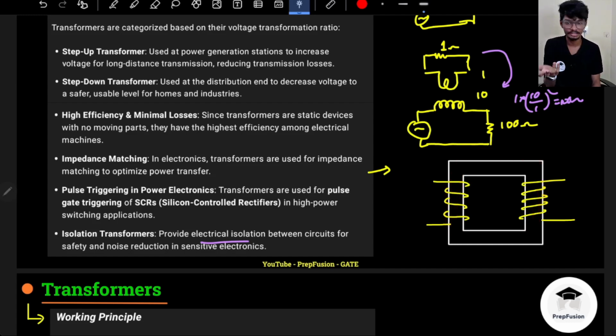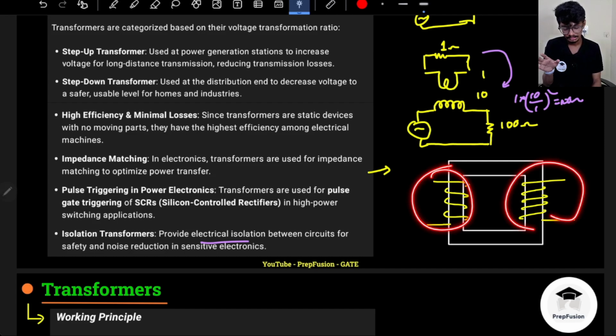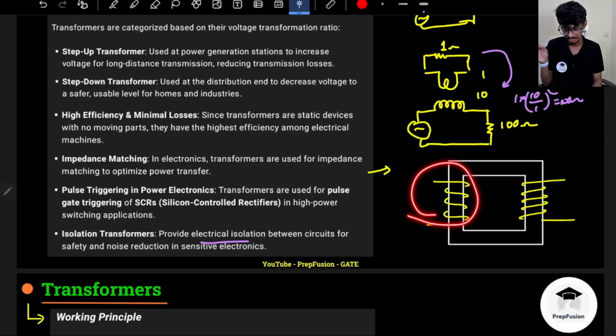So if there is no electrical connection, sometimes it helps in recovering from faults, if the two systems are electrically isolated. If one of the systems has faults, the other system may not be affected. To isolate the faults, we will discuss in power systems regarding this.